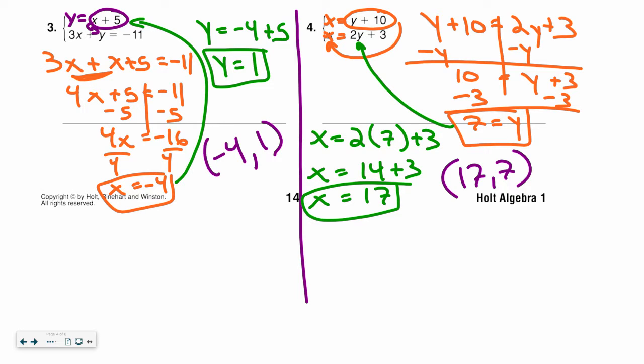All you're doing is solving and then plugging it back in. You always need a point in the end.